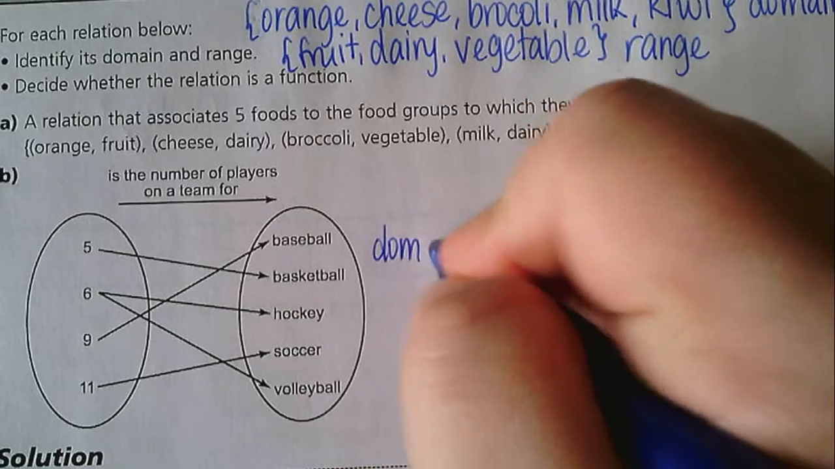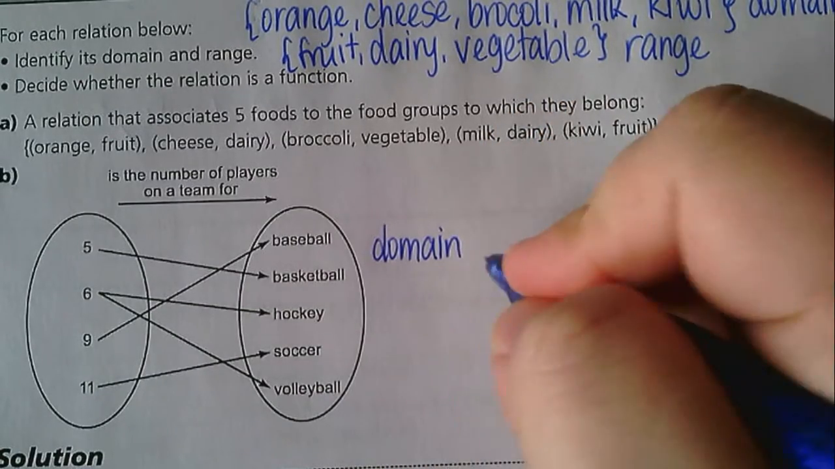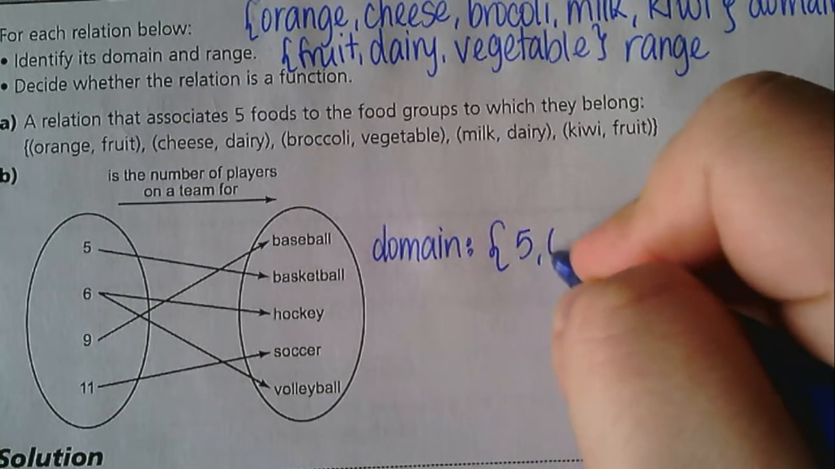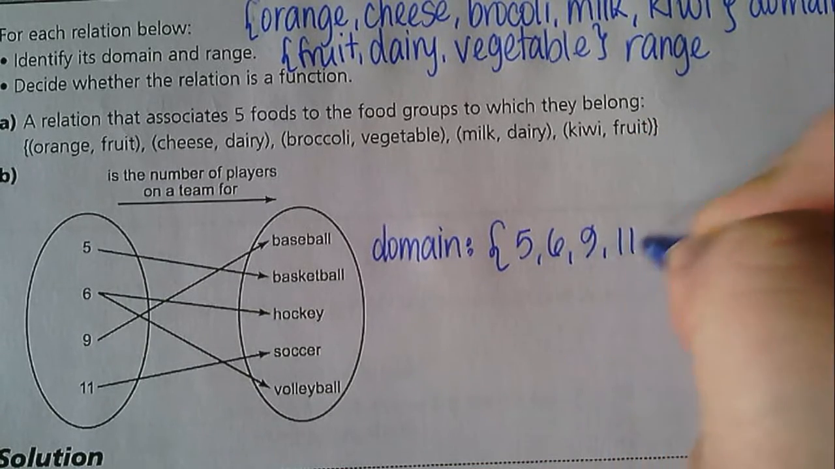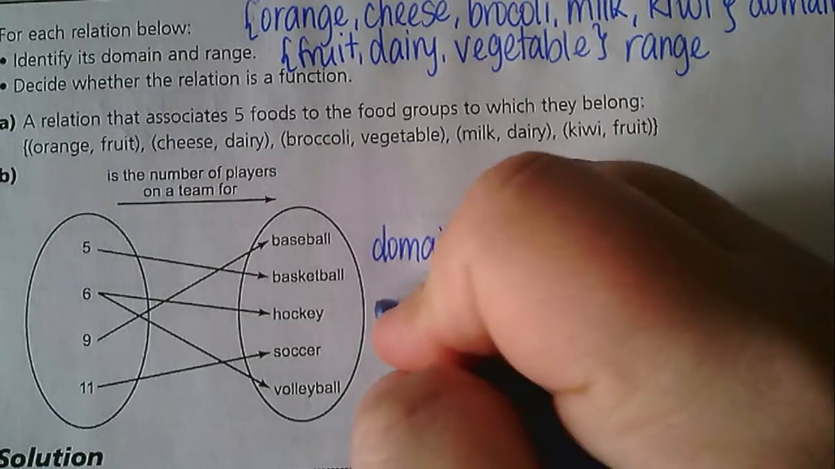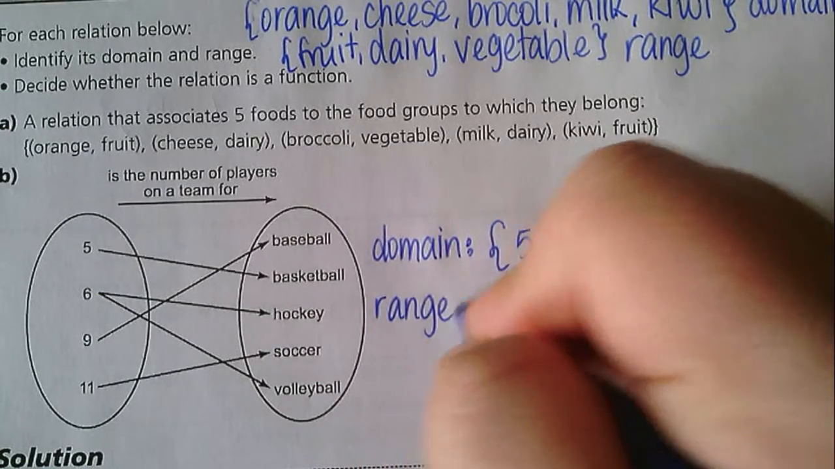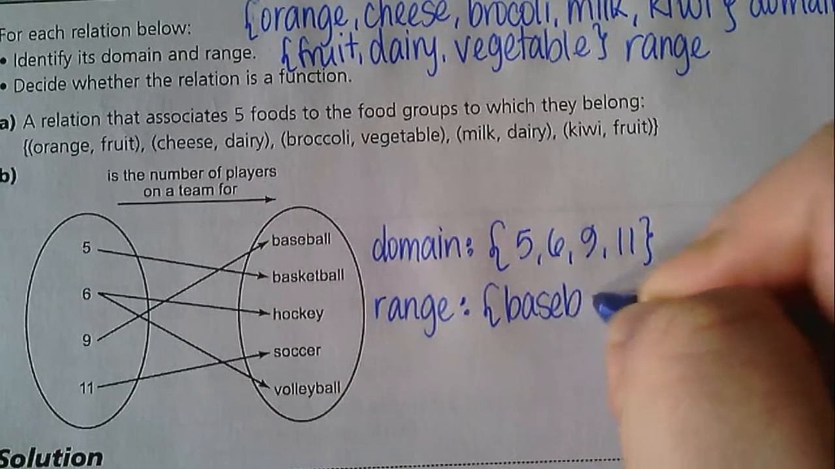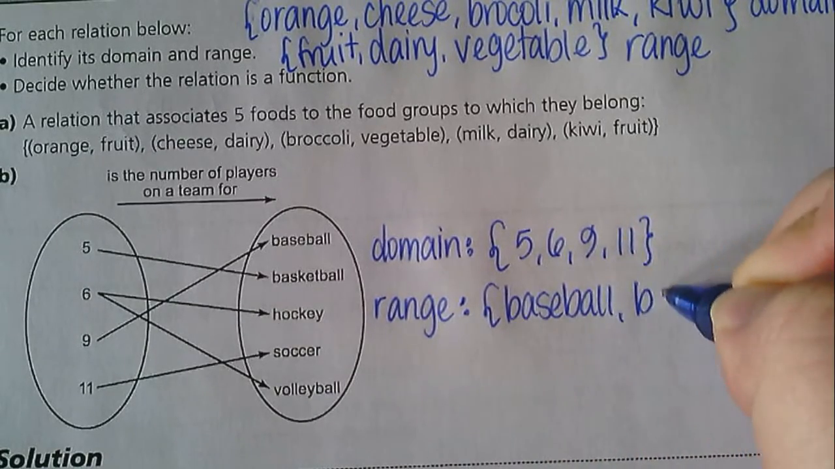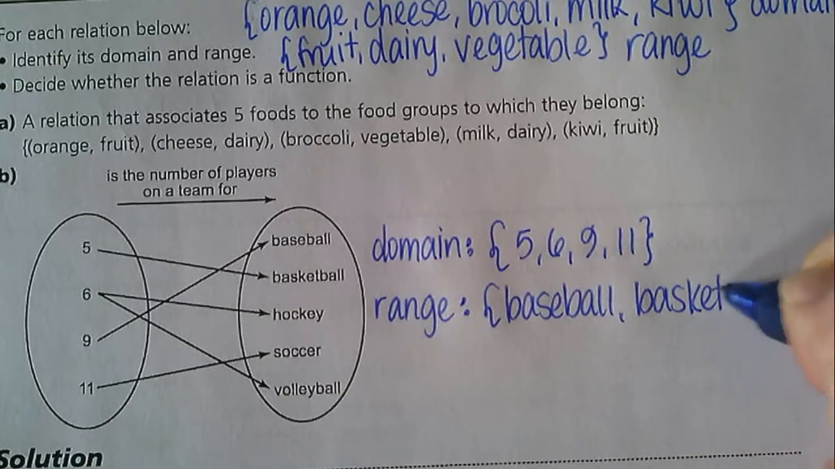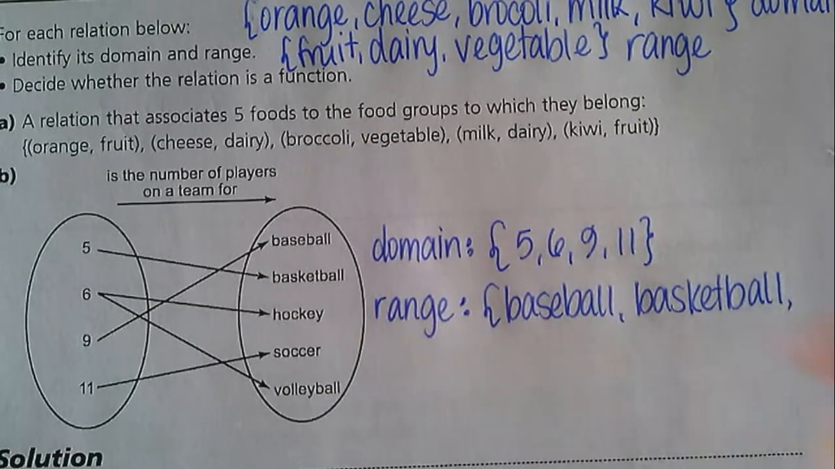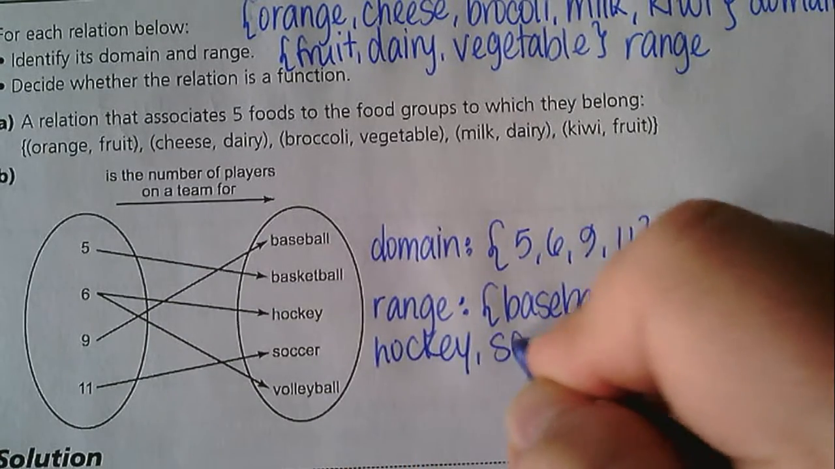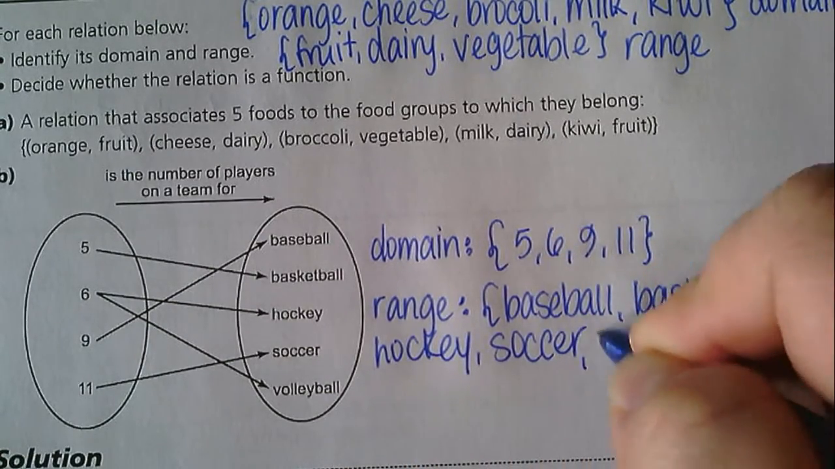my domain for the second example shown in my arrow diagram, I have the numbers 5, 6, 9, and 11. And for my range, I have baseball, basketball, hockey, soccer, and volleyball.